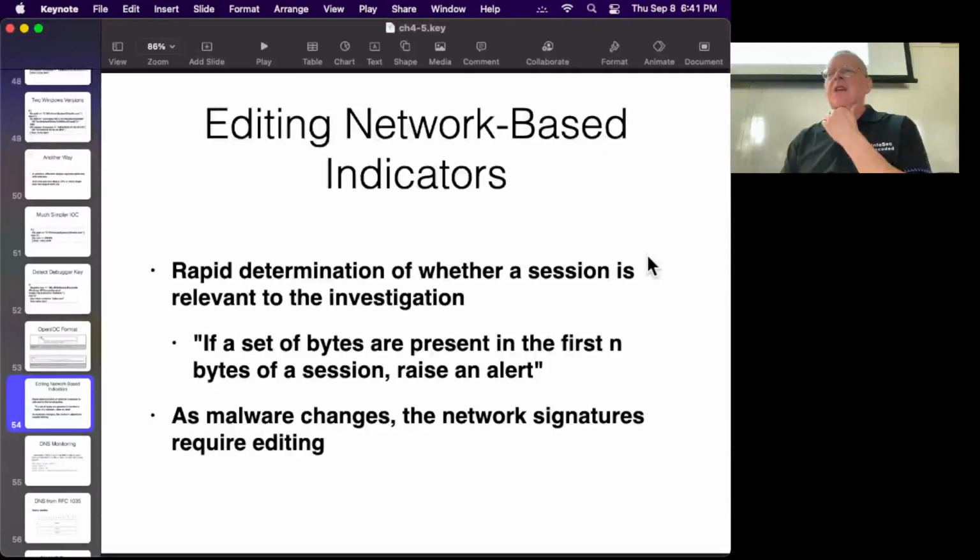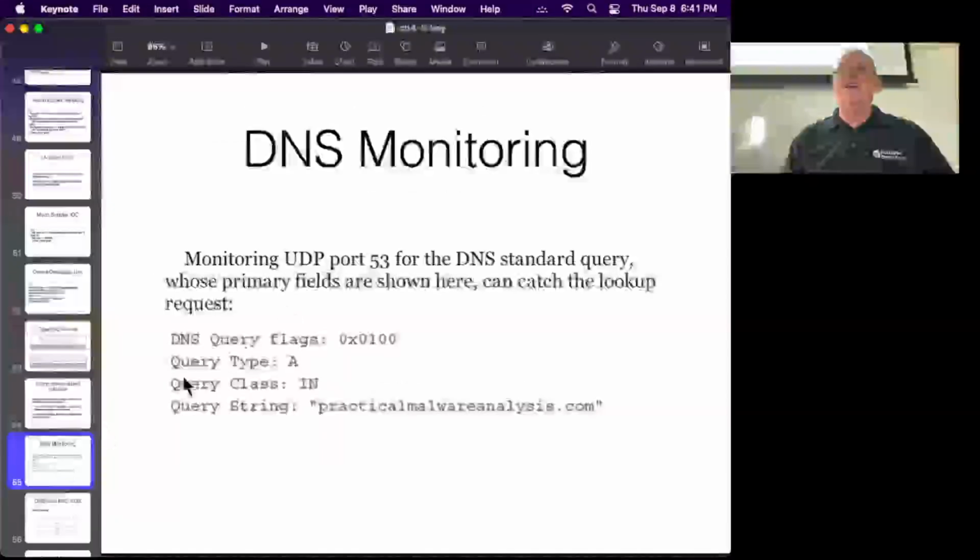All right. And so your network-based indicators are, of course, very nice. If you just look at network traffic, then you can find the bad ones. So maybe you want to look for certain bytes of a session. That would be one way to do it. There's some kind of characteristic bytes in the network traffic created by the malware. That might work, but maybe if they edit the malware, it will change.